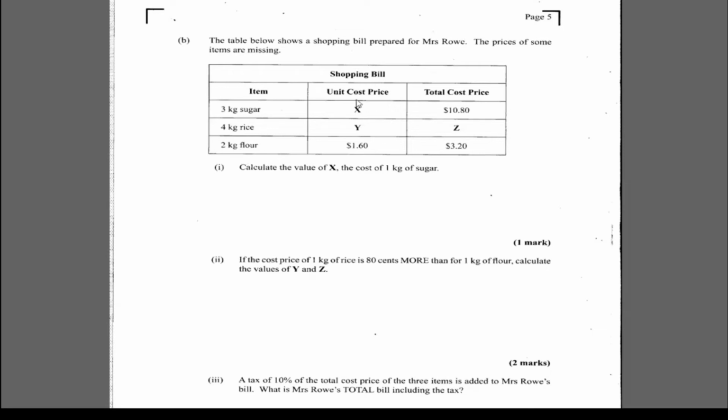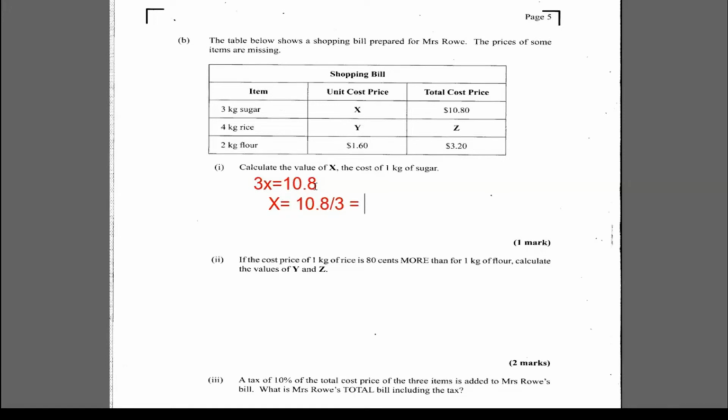It says, determine the unit price. Calculate the value of X, the cost of 1 kilogram of sugar. Now the total cost is $10.80. So what that means is the 3 kilograms of sugar times the unit cost X is equal to 10.8. So if we divide both sides by 3, we get X is equal to 10.8 divided by 3. That will give you the unit cost of 1 kilogram of sugar.